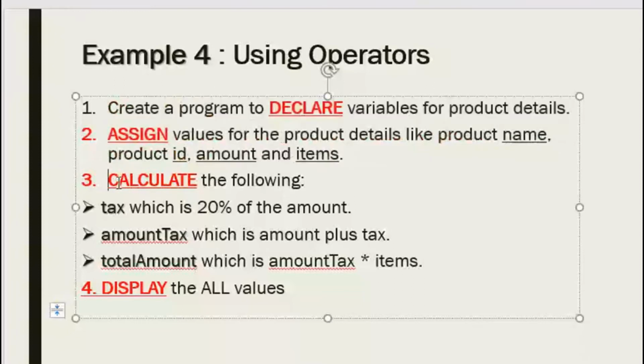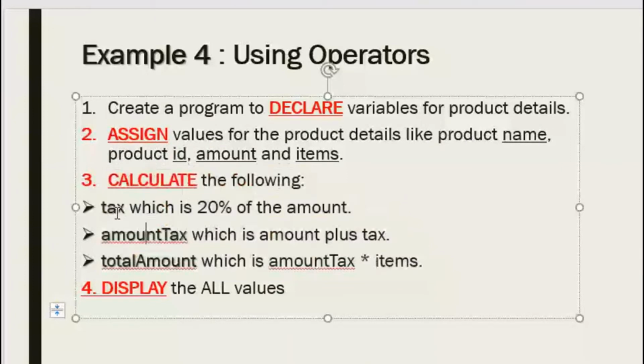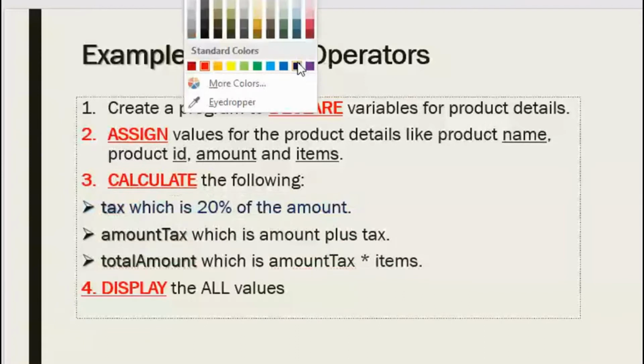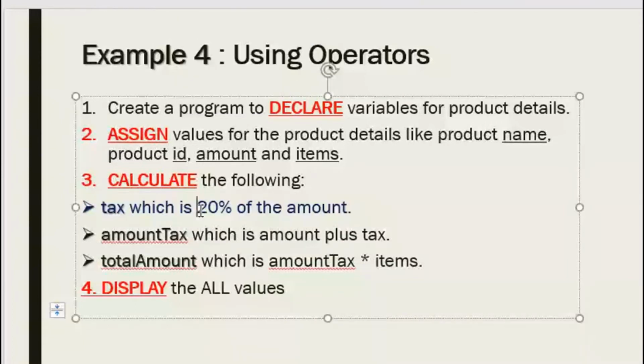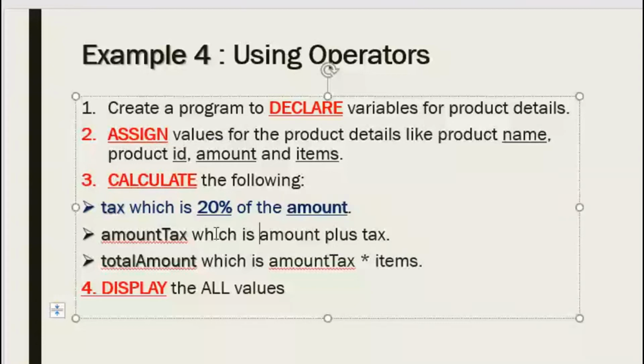In step 3, there are 3 required calculations. What do we need to calculate first? We calculate first the tax. How do we calculate the tax? The tax is to be calculated as 20% of the amount. So 20% of the amount. In your programming 1, you were taught already how to get 20% of one particular variable.